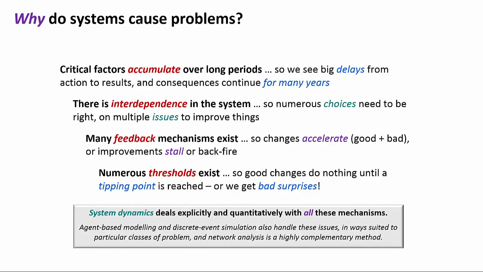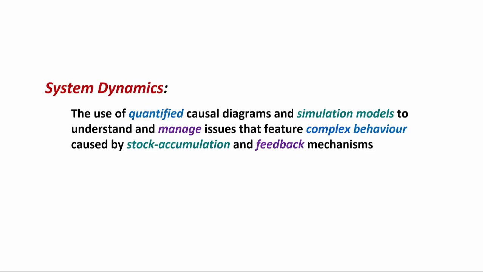And the method behind our model, called System Dynamics, deals explicitly and quantitatively with all of these mechanisms. So this is what System Dynamics is. It's the use of quantified causal diagrams and simulation models to understand and manage issues that feature complex behaviour caused by these stock accumulation and feedback mechanisms. And these things occur just about everywhere. They certainly occur here in this market for the supply and demand of care home capacity for the elderly.